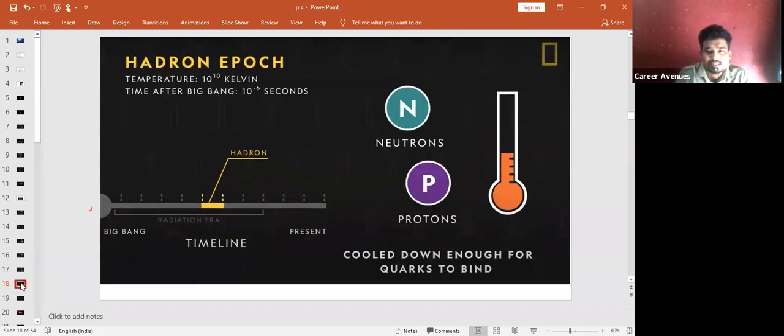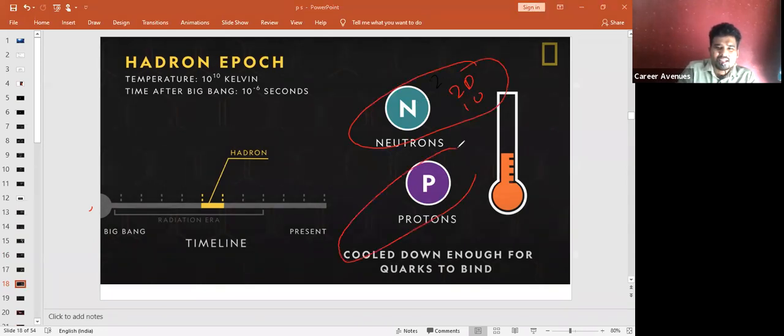And after this, due to merging of quarks, two down quarks and one up quark form a neutron. And in a proton we have two up quarks and one down quark. Now the temperature is much less, it is 10 to the power 10 Kelvin, and at this temperature these quarks bind together to form neutron and proton.